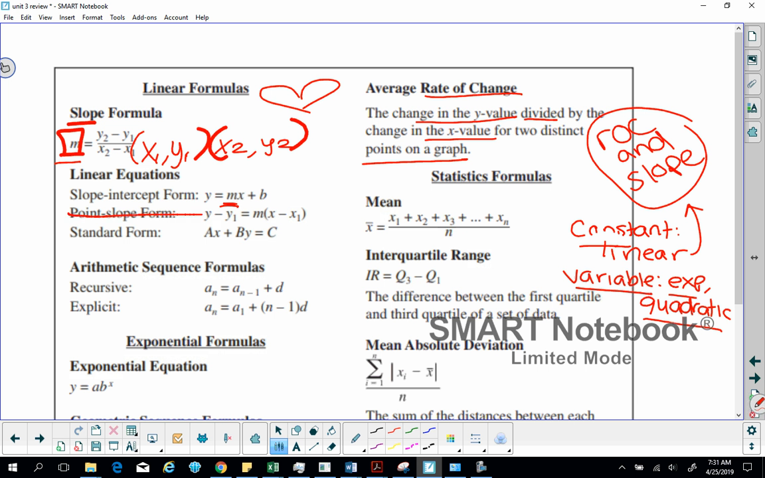Point slope formula, cross out. We did not learn that. That is not in our curriculum or our standards. They're just putting that there, so cross that out so you know not to look at it.